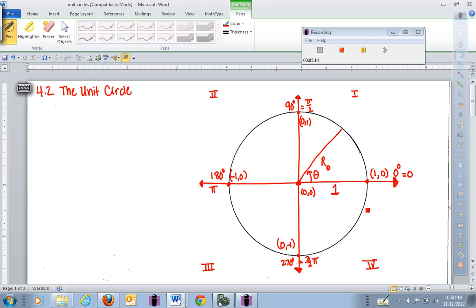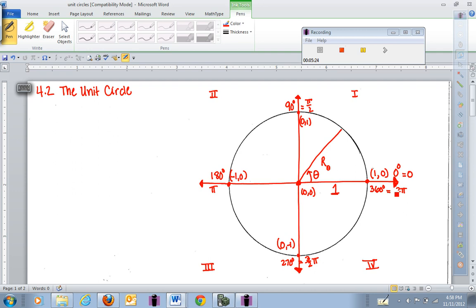And then if we go all the way back around to here, we'd be at 360 degrees, which equals 2 pi in radians, doesn't it? Okay, if at any time you're not able to keep up with what I'm writing on the unit circle here, then you need to stop or pause the video so that you make sure you get all the notations on there that I have on here.